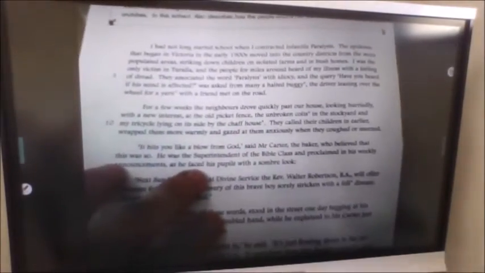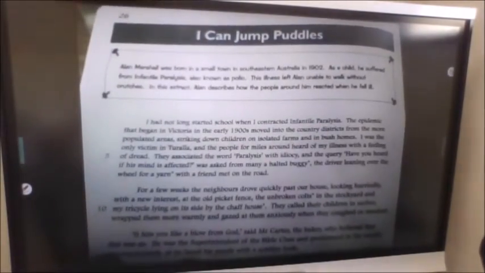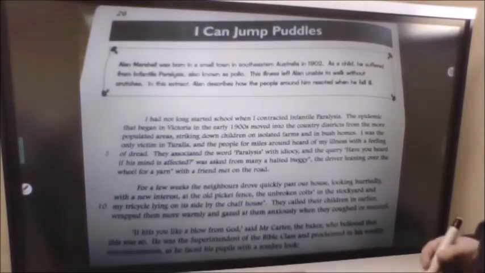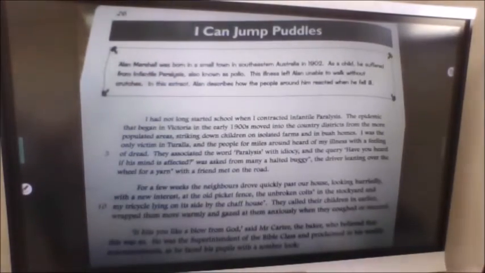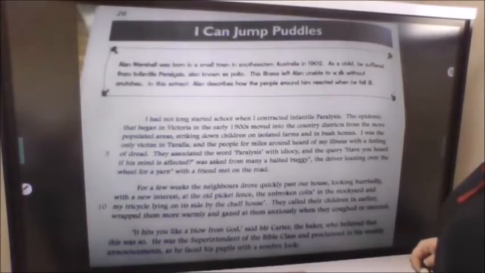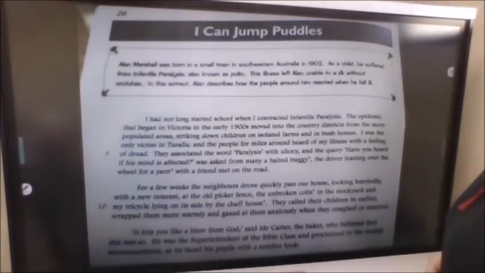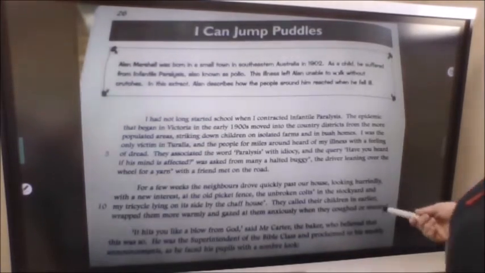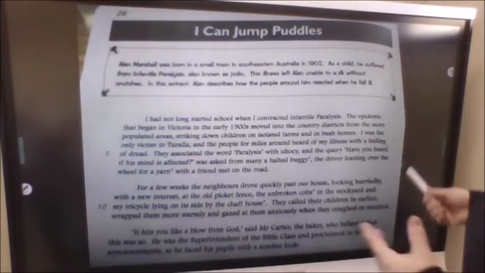Okay, so I'm just going to put it on the visualizer. If you've got it on the right page, then that is really helpful. So you're looking at page 26 in book 6 of your comprehension book. And the story is called, well, it's not a story, it's a piece of non-fiction actually. And it's autobiographical. It's about I Can Jump Puddles. So it's Alan Marshall, and what he's doing is telling you about how people reacted when he fell ill.